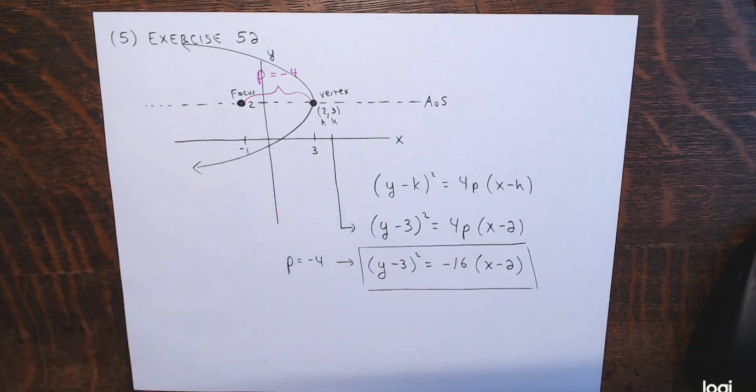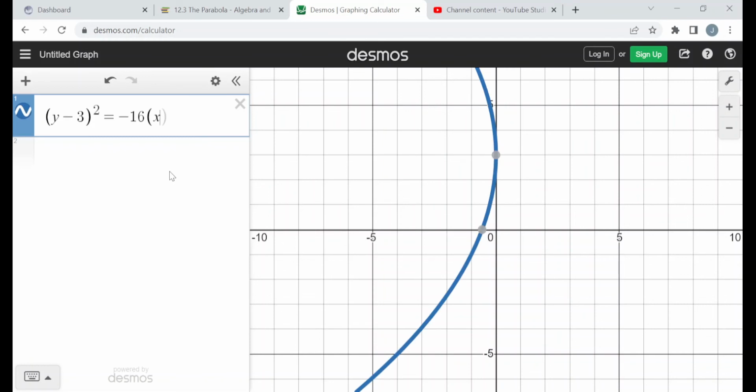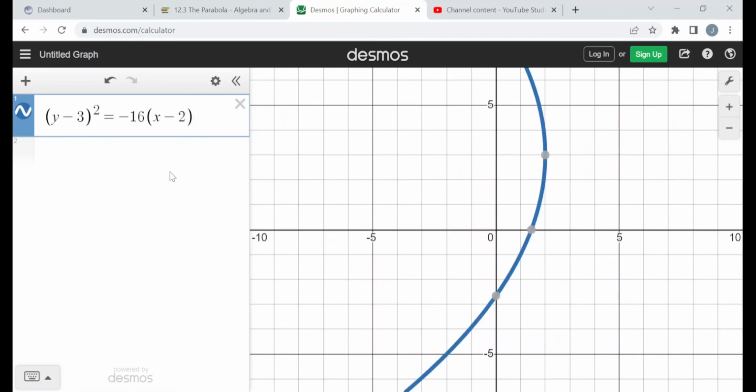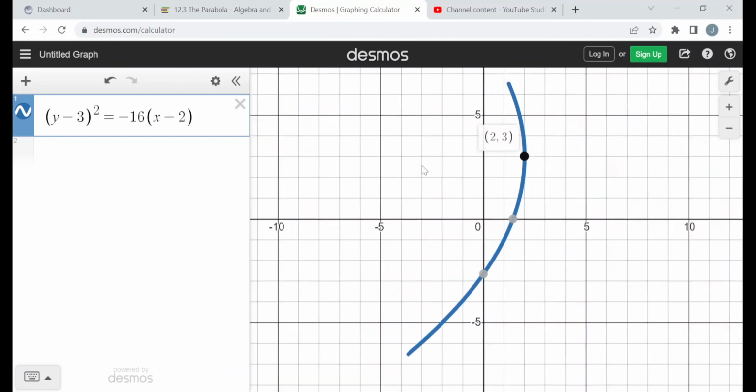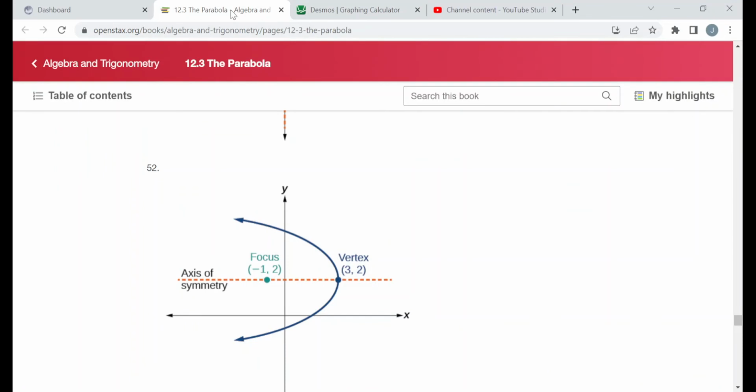And that should be good. Now if you want to check it out, we can put this equation that we just wrote into the Desmos website, a free online graphing calculator at desmos.com. And I'll enter the equation I just wrote: (y minus 3) squared equals negative 16 times the quantity x minus 2. And if you can see, the point (2, 3) is the vertex. And if you zoom out far enough, it might come to a point where it looks like it's opening left.